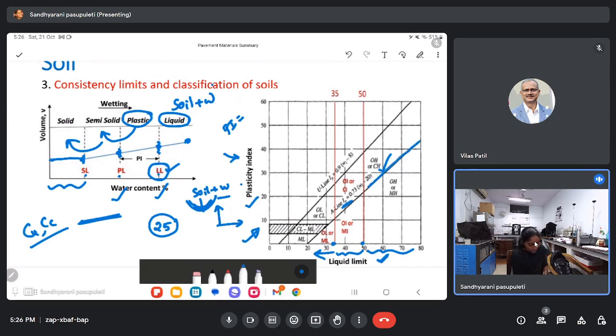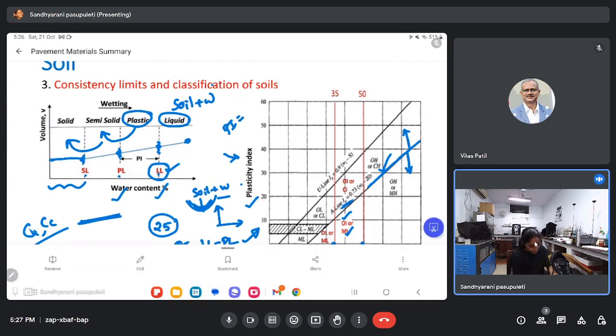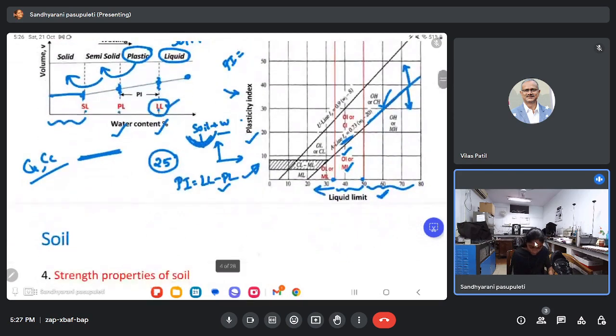Here we can calculate our plasticity index as liquid limit minus plastic limit. If our plasticity index falls below this line, then we can consider them as either organic or silt. M means silt, O means organic. If our plasticity index falls above this line, then we can consider them as clay. These are the two types of information that we require to classify the soils.